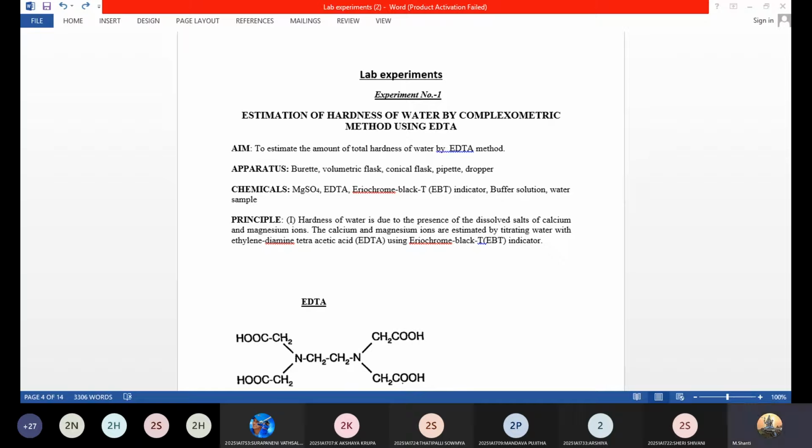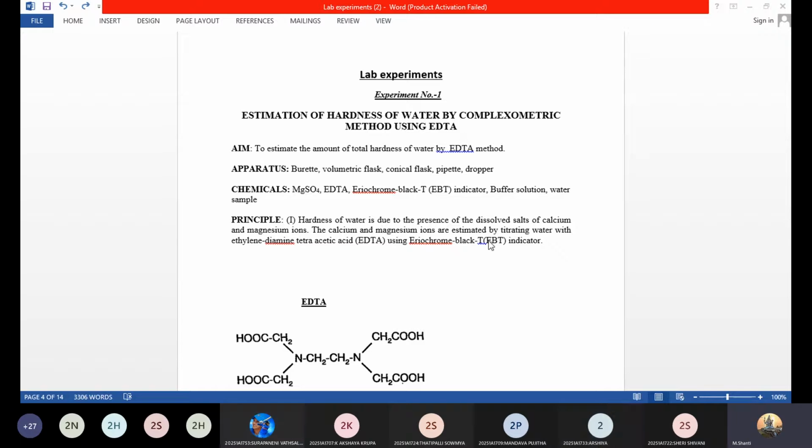Explain at the end of the experiment. Okay, so first we'll start with experiment 1. The first experiment is estimation of hardness of water by a complexometric titration using EDTA. What is the full form of EDTA? Ethylene diamine tetraacetic acid, ma'am. Very good, excellent.